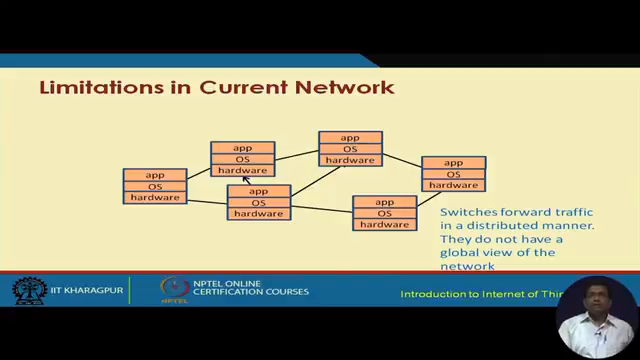Now, the switches forward the traffic in a distributed manner, and they do not have the global view of the network. This is what I was mentioning in the previous slide as well. Each of these switches does not have the global view. They route and forward the traffic in a distributed fashion. They just know locally what has to be done.